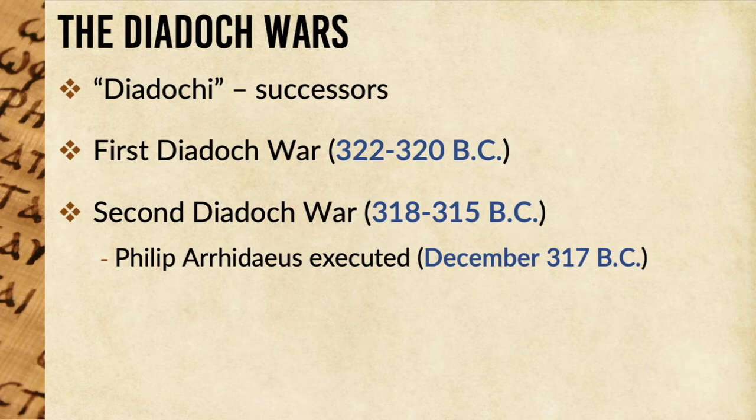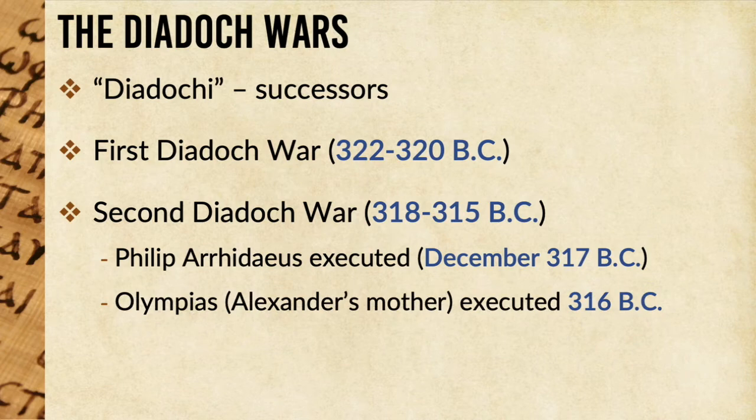In the course of this war as well, Olympias, who is Alexander's mother, is executed in 316 BC. So already in the Second Diadoch War, you see that some people who would have been very, very close to Alexander, had Alexander been alive, actually end up losing their lives. Both of these two individuals are executed. Peace is concluded in 315. The Second Diadoch War ends.